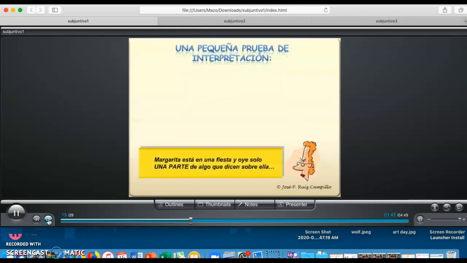Una pequeña prueba de interpretación, a little test of interpretation. Si digo, Margarita está en una fiesta y oye solo una parte de algo que dicen sobre ella. Margarita is in a party and she only hears a little part of what people are talking about her. She only hears something. So, let's see what she hears and what her reaction would be.